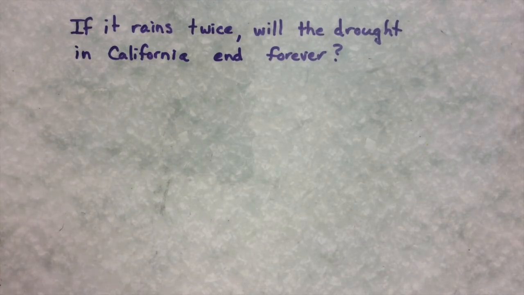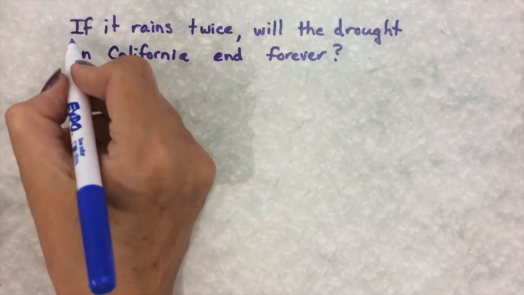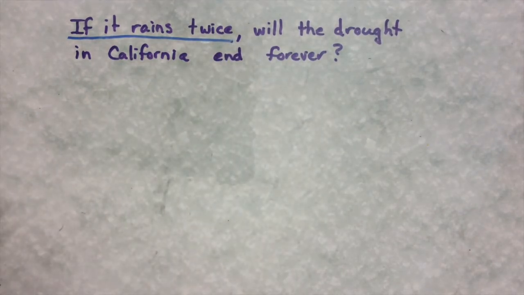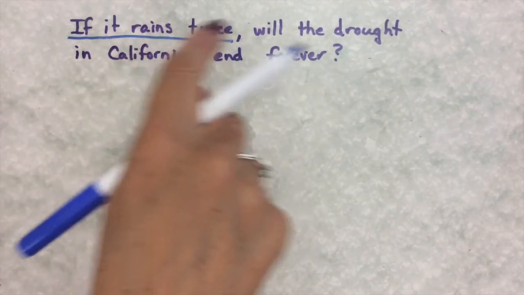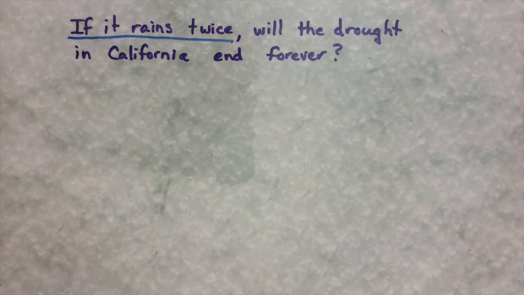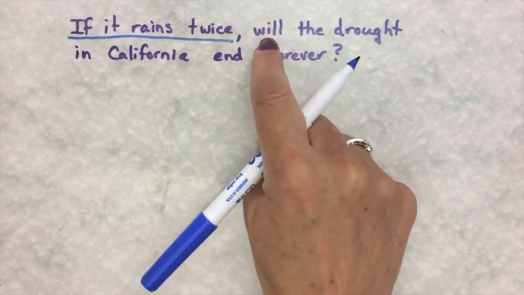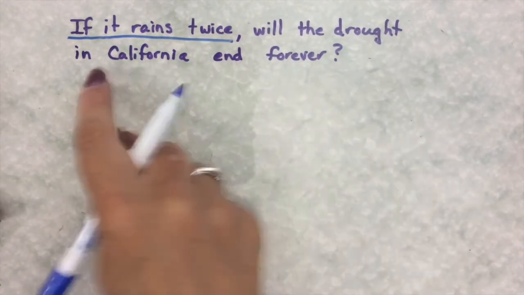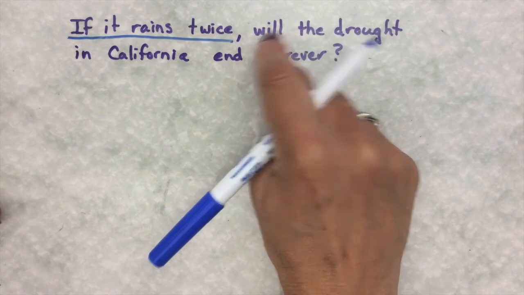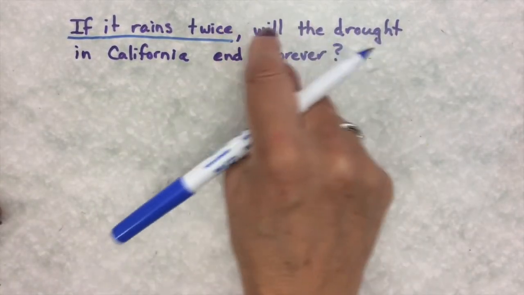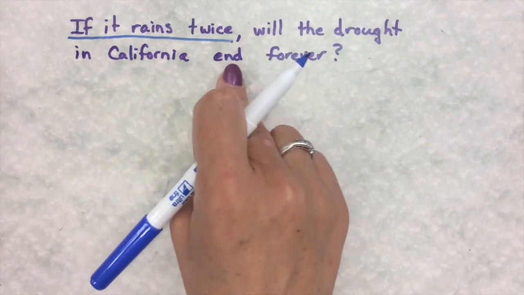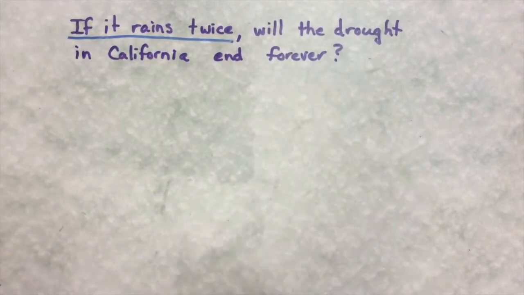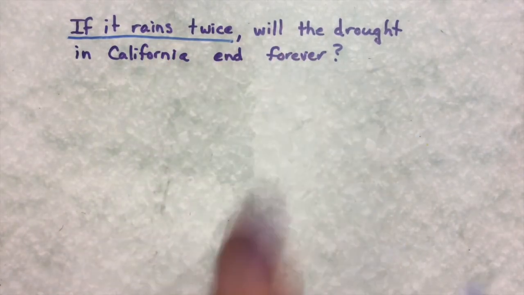Okay, let's take a look at this question. If it rains twice, will the drought in California end forever? This part at the beginning, if it rains twice, is an embedded sentence. Okay, so it rains twice, that's subject, verb, adverb, and the if is the complement. Will the drought in California end forever is our basic sentence. We have that will insertion to make the drought in California will end forever turn into the question will. And there's our subject, the drought in California. Our predicate is will end forever. Forever is another adverb. These are both adverbs of time, twice and forever.